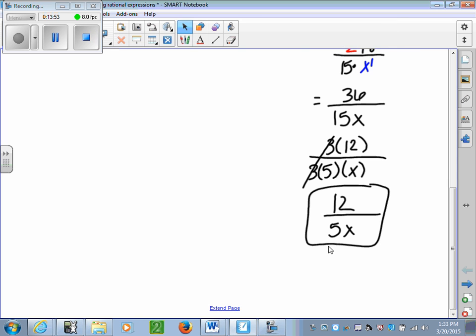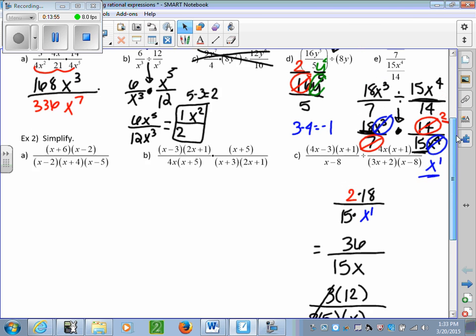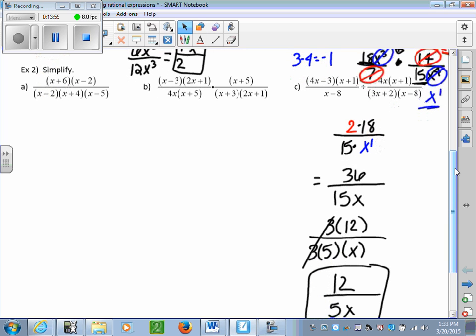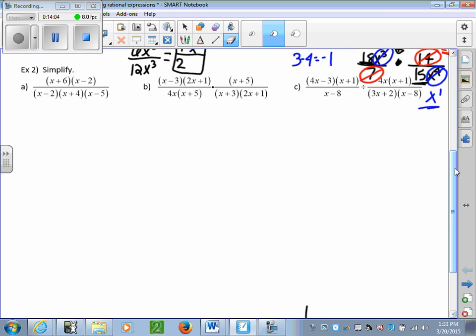Okay, so let's go back up and move on to the next section. So example 2 here. Erase this. Okay, example 2. Now, like I just said, when I have anything divided by itself, it cancels out.